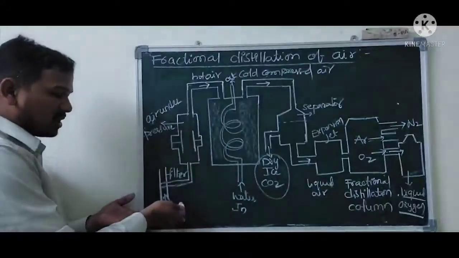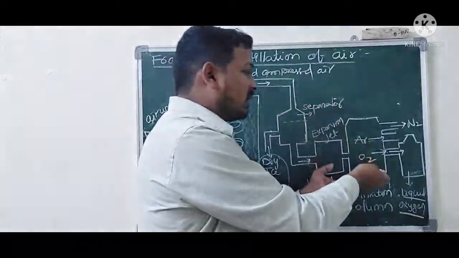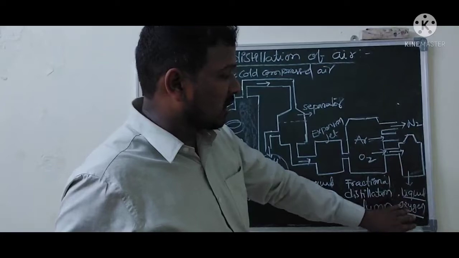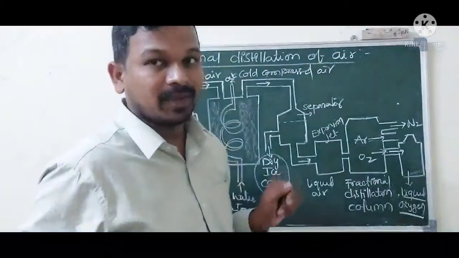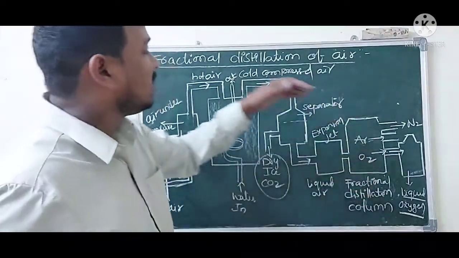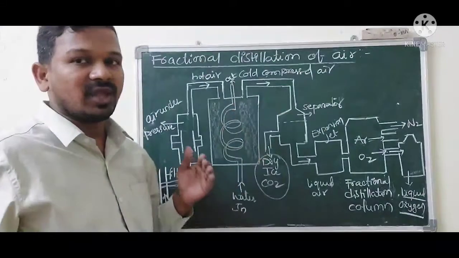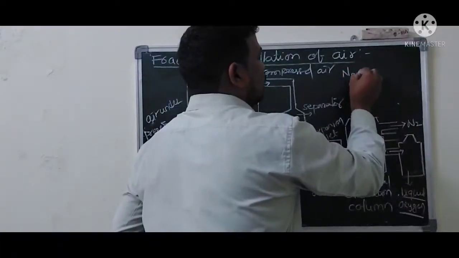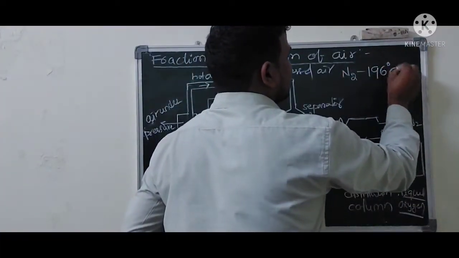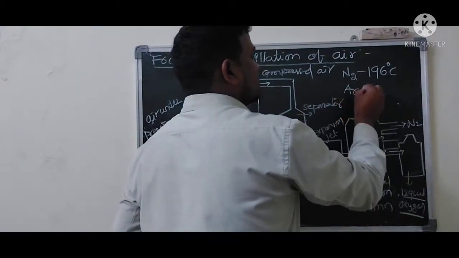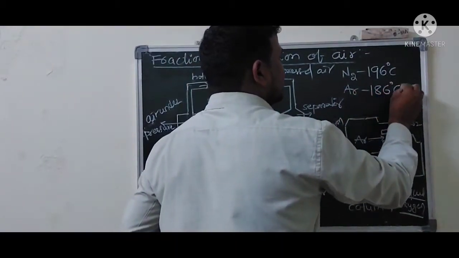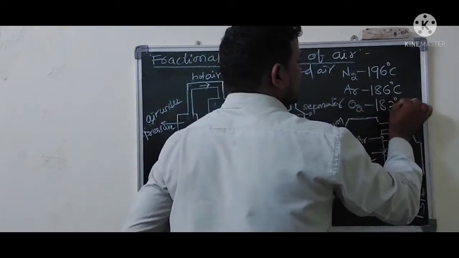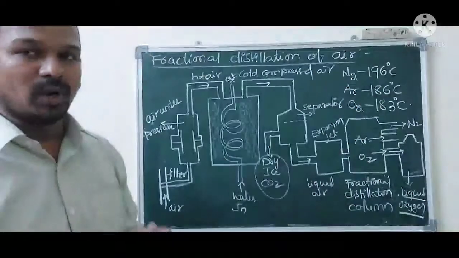Here what is happening? By taking the air from the surroundings, we are converting it into liquid air. Again we are taking the purified liquid oxygen separately. Like that we can separate the gases which are present inside the air. Here nitrogen has a boiling point of minus 196 degrees Celsius, argon has minus 186 degrees Celsius, whereas oxygen has minus 183 degrees Celsius.